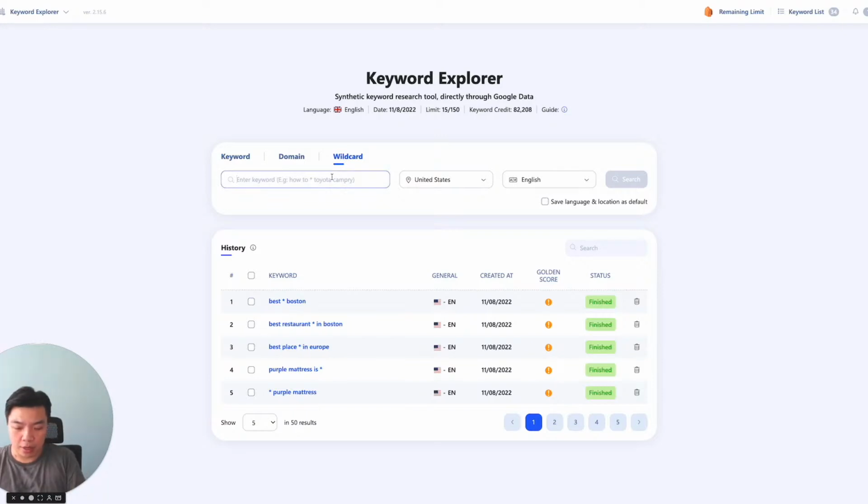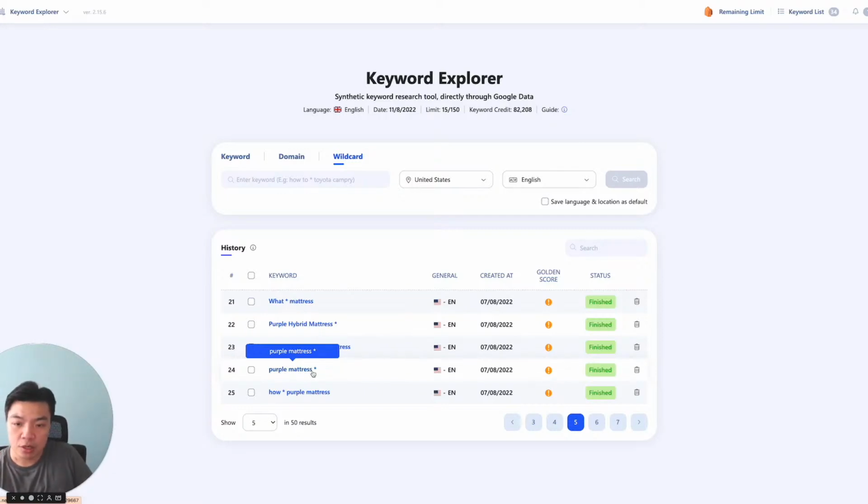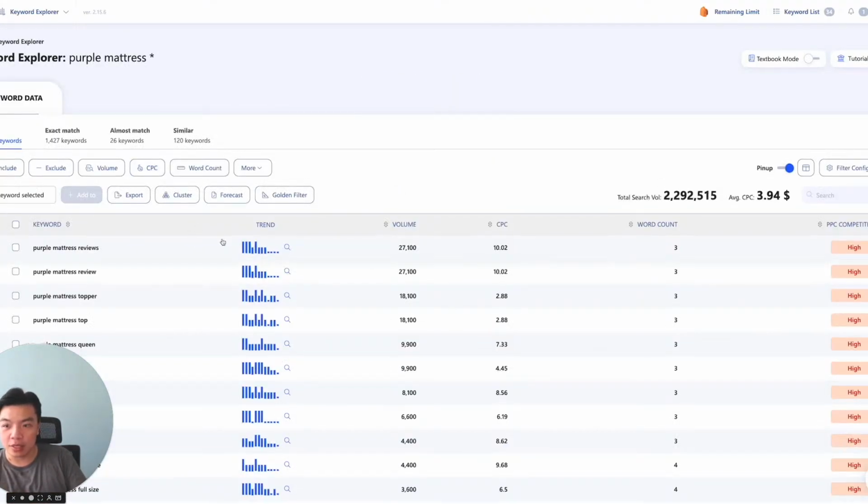So what I can do here, let's say Purple Matches. I think I have one here. So first way you could do is you do Purple Matches with the star in the front. Then you want to see your brand plus what? What people search your brand on Google, what else does it go with it? So you can click on here and you instantly see that.